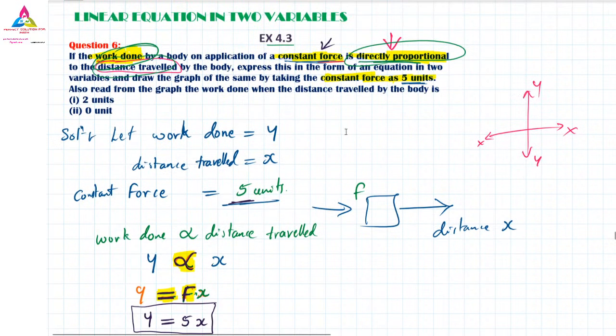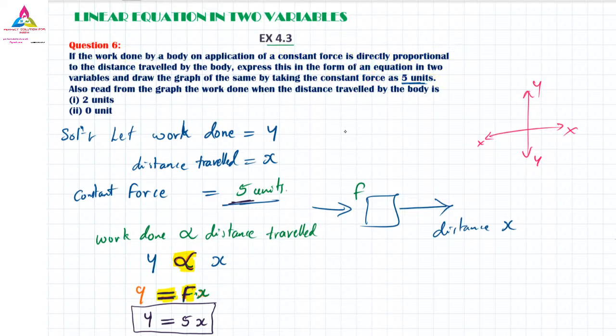Let me repeat once again, I have not explained everything. Here the work done and the distance traveled are directly proportional. So I have written that y, the work done, is directly proportional to the distance traveled. Work done we have taken as y, and the distance traveled we have taken as x. Here you can see.